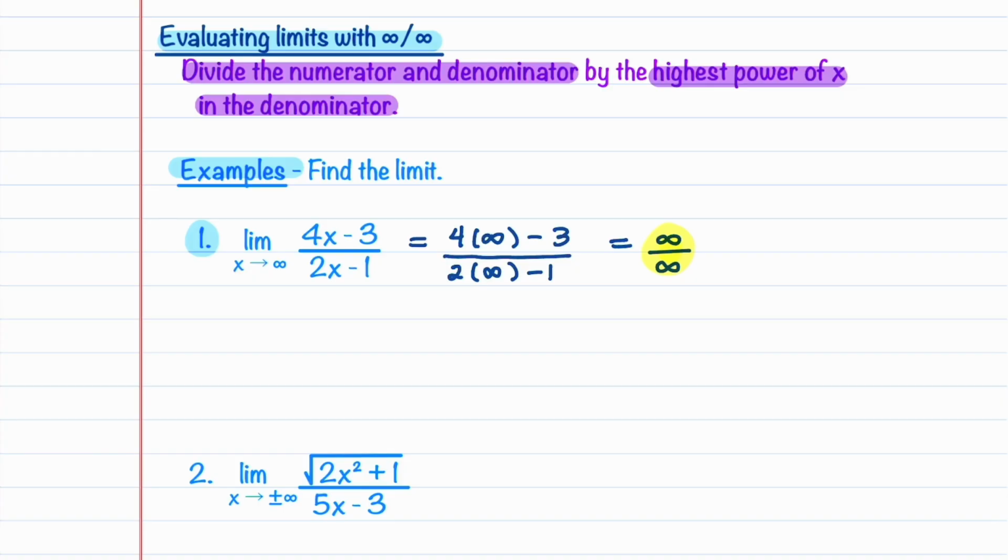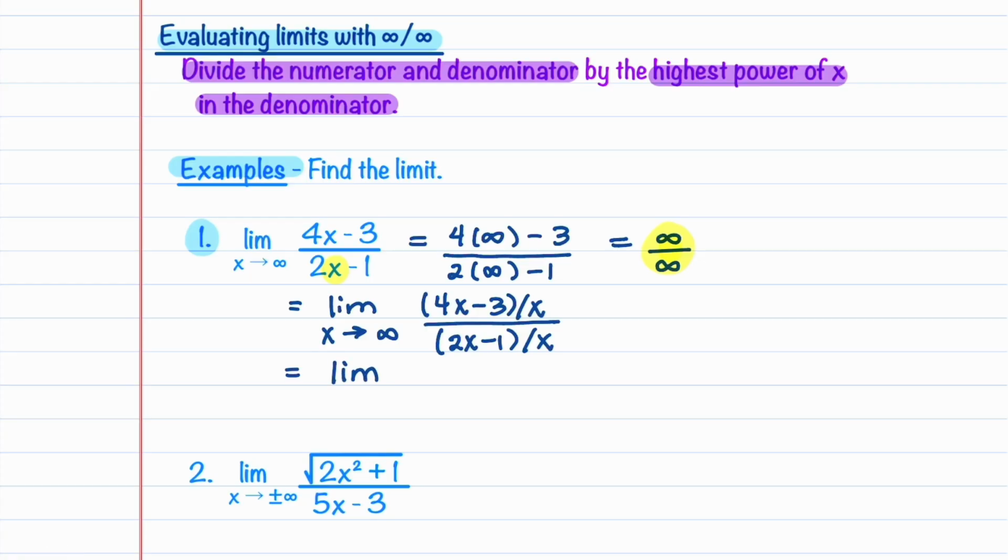What we're going to do now is divide the numerator and the denominator by the highest power of x in the denominator. This power of x is right there. So we're just going to divide the top and bottom by x. This gives us the limit as x goes to infinity. We're going to take the top part and divide it by x, and then do the same thing for the bottom part. Now we'll go ahead and break it up into pieces. So we have the limit as x goes to infinity.